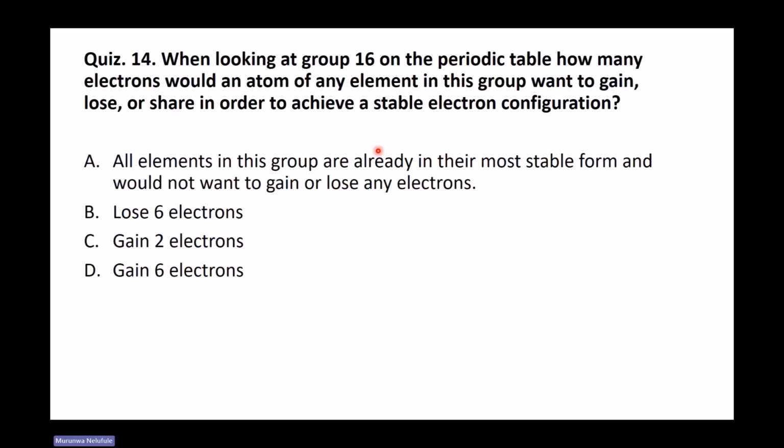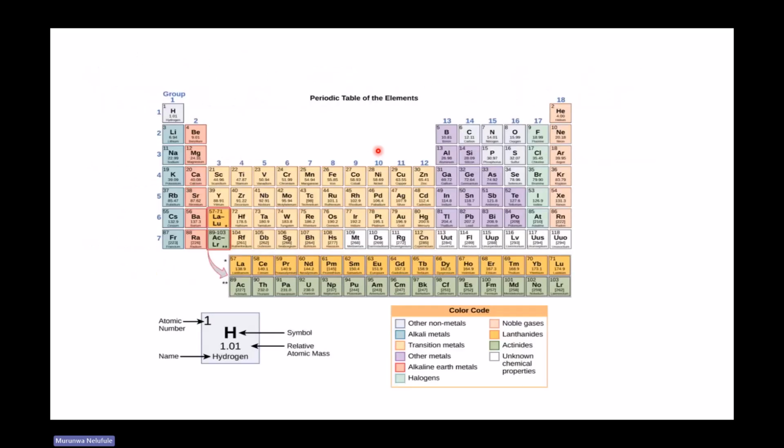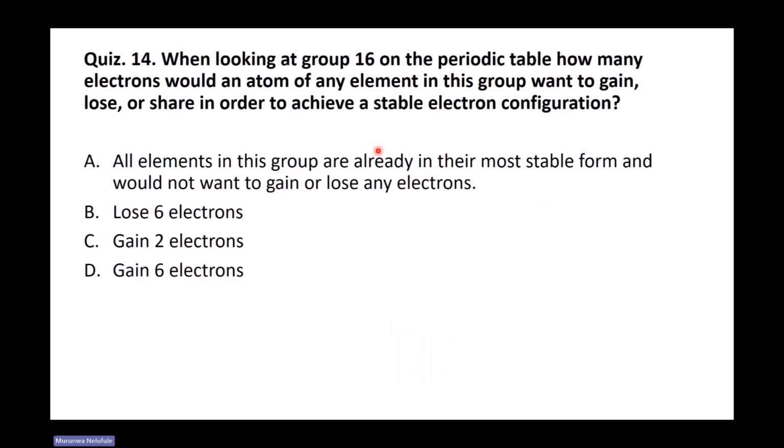When looking at group 16 in the periodic table here, how many electrons will an atom of any element in this group want to gain, lose, or share in order to achieve a stable electron configuration? A, all elements in the group are already in their most stable form and will not want to gain or lose any electron, or B, lose 6 electrons, or C, gain 2 electrons, or D, gain 6 electrons.